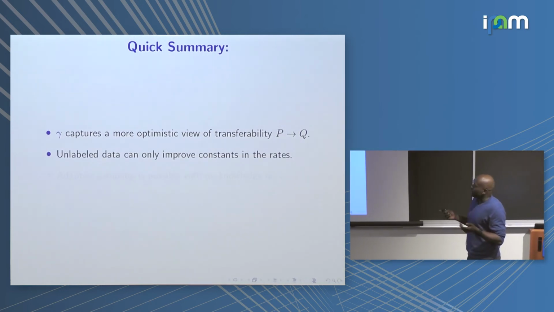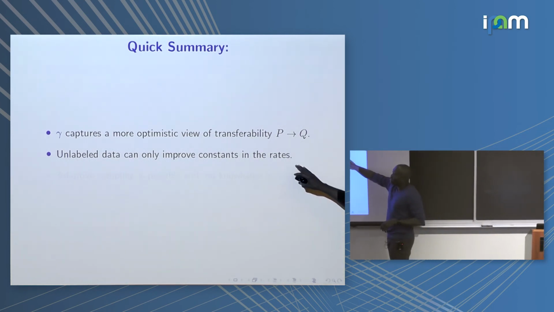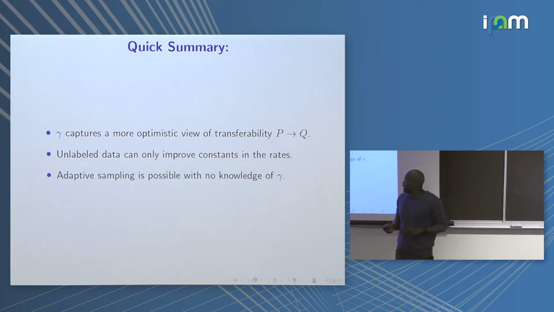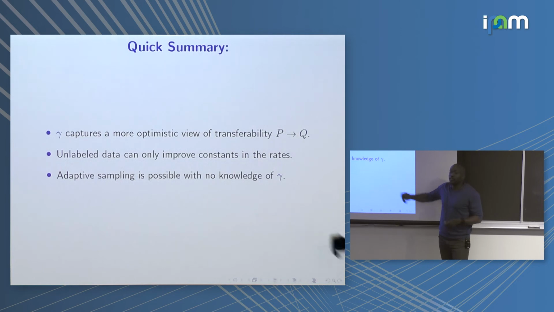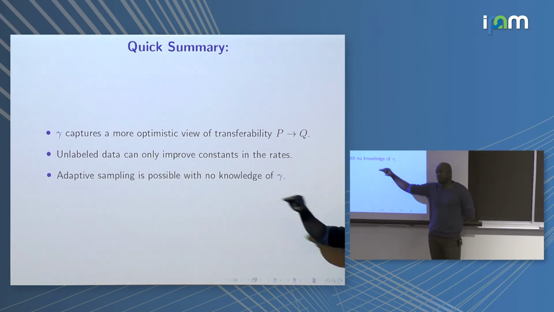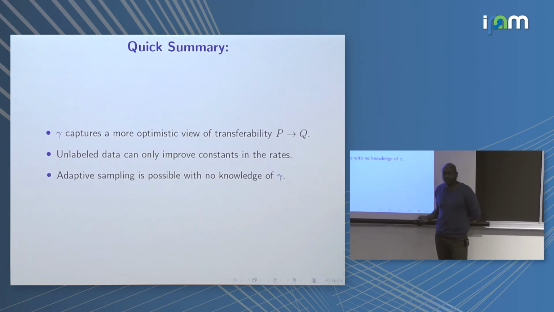Unlabeled data, interestingly, can only improve rates up to constants. Here, again, I have to qualify it properly. This does not mean that unlabeled data cannot help. There are situations where unlabeled data helps, but in the worst case, unlabeled data might not help at all. Adaptive sampling is possible even without knowledge of the global notion of gamma here. Oh, and by the way, we can actually show that the adaptive procedure that I presented before also attains the minimax rate, even while sampling much less than random sampling. It still attains the minimax rate.